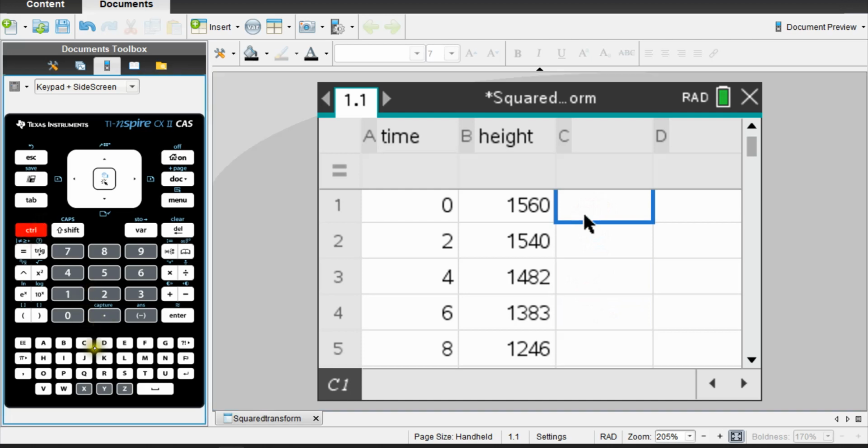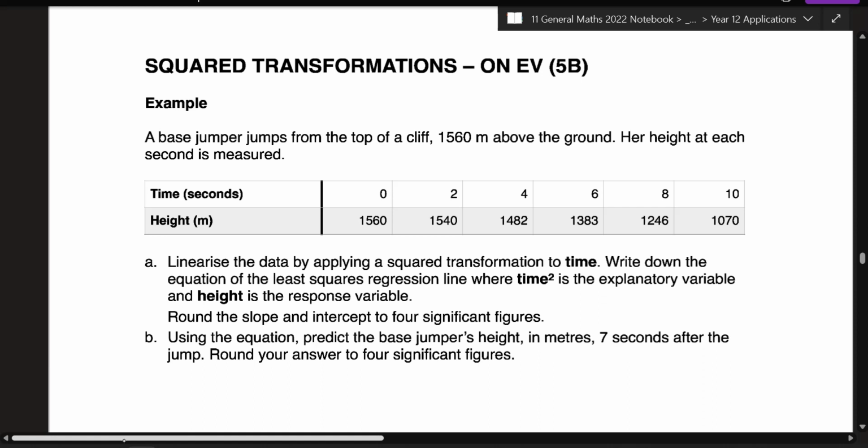transformations. Can anyone guess? Actually, let's read the context. So this person is jumping from a cliff, not killing himself. Yeah, he's a base jumper. And so he's jumped off a cliff, and it's recorded the height of wherever he is in terms of where he's jumped off over a period of 10 seconds. All right. 0 seconds, that's the height. At 2 seconds, he's gone down 20 meters. 4 seconds, he's gone down however that much is. And it's not the same amount each time.